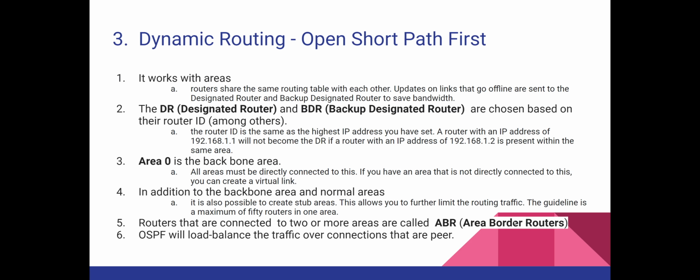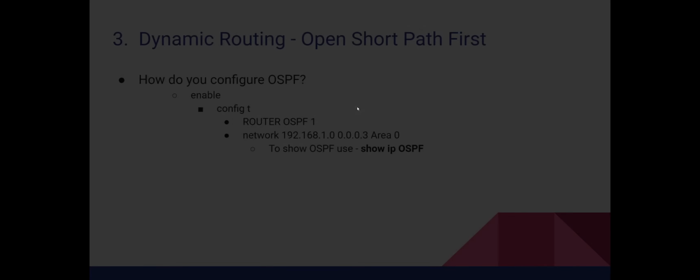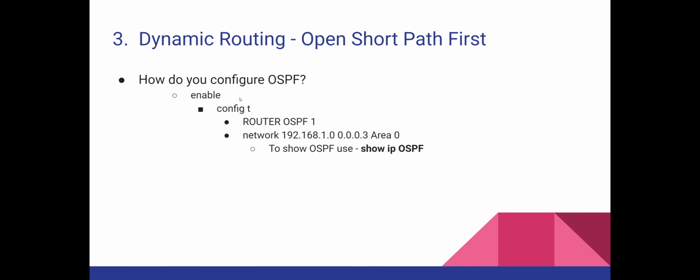There's also the ABR, the area border router. That one basically has access to two or more zones. How do you configure OSPF? It's pretty simple. You just type in enable, config t, router OSPF 1, type in the network with the area, and to show the OSPF configuration, you just use show ip ospf.